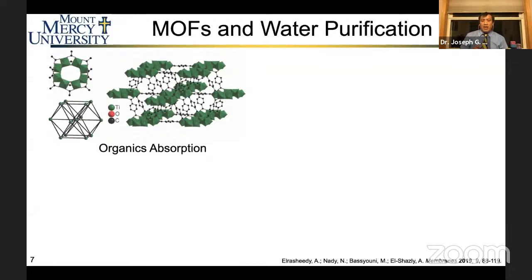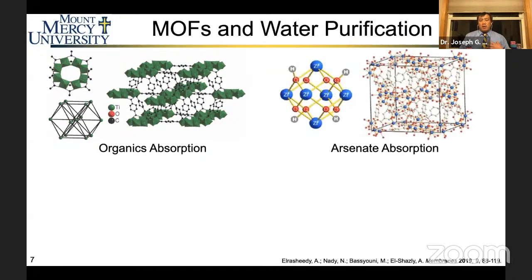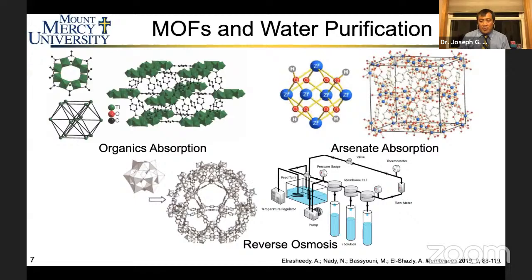This MOF right here has been used to absorb the organics out of the solution to clean it up some. Not just organics, you could try to use it to absorb high valent metal ions such as arsenate or mercury. What's unique is that one of the researchers has been able to put these MOFs inside membrane cells and use reverse osmosis.